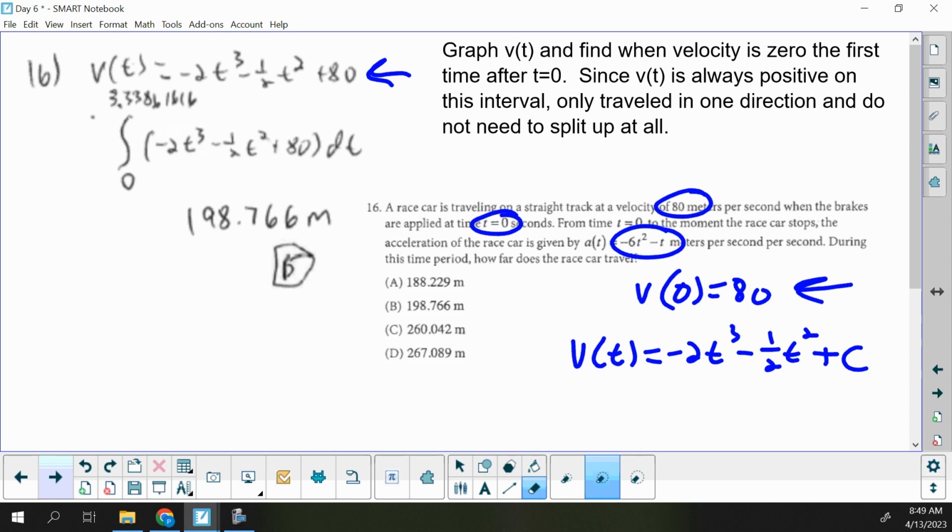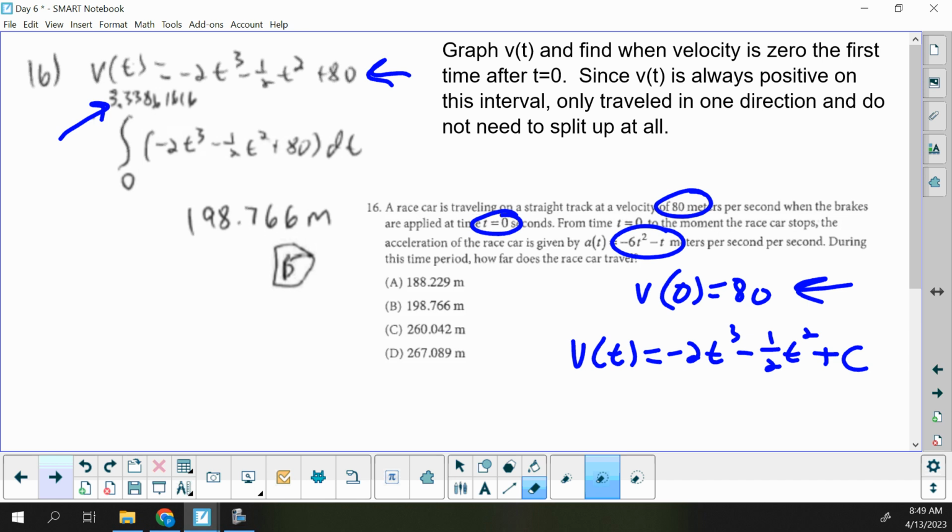We want to know, how far does the race car travel? Well, we would want to graph this velocity function and see when's the first time the velocity hits 0, because that would be representing when the car stops. We end up getting that it's at that value of t. So then just do your integral from time 0 to that of your velocity function, and we end up getting the 198.766.